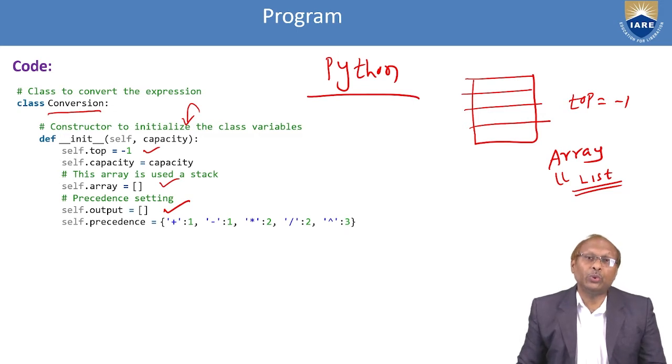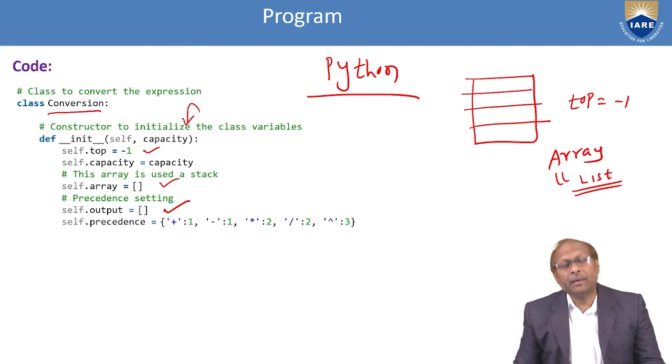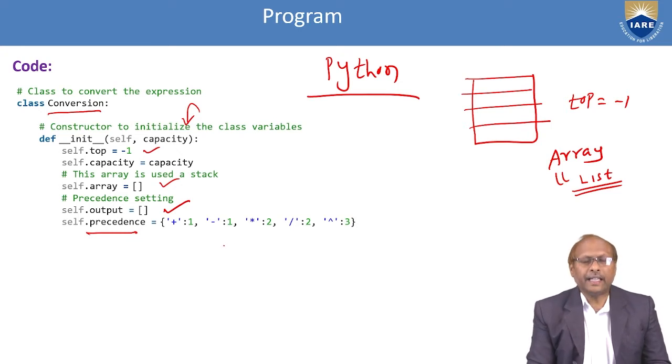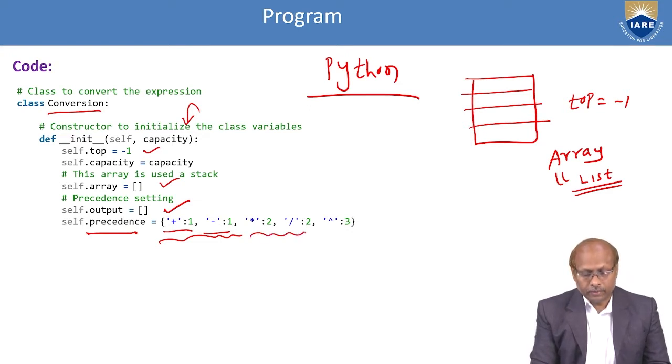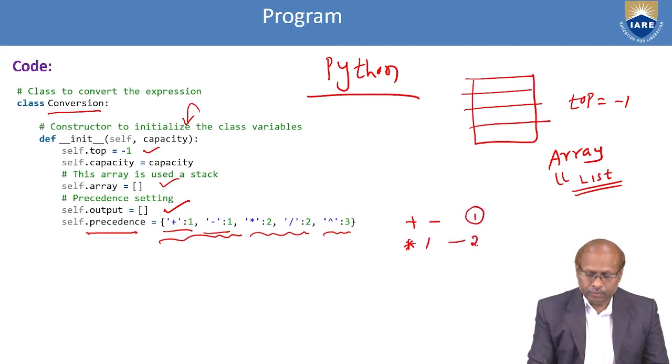What are the operators you are going to use in the expression? You have to specify which has high priority and which has low priority. Everything can be mentioned through precedence information. So you can maintain a dictionary: plus having 1, minus having 1, that means these two have equal priority. Then multiplication and division have priority 2. And the exponential, that is the cap symbol, has priority 3.